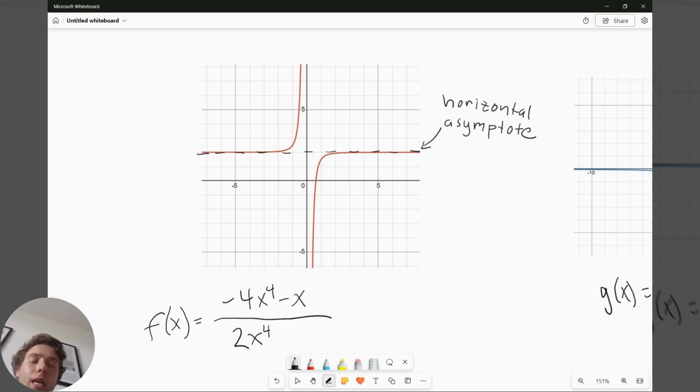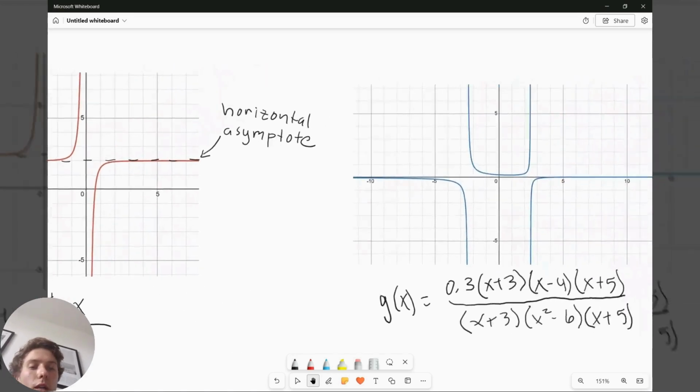Asymptotes are generally the idea of where your graph levels out. What an asymptote really is, it's a line that your graph or your function approaches, but it never actually crosses it. There are some limited exceptions to that, but that's the general idea. So one thing we can get is a horizontal asymptote.